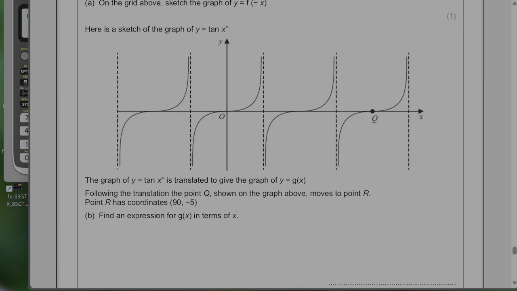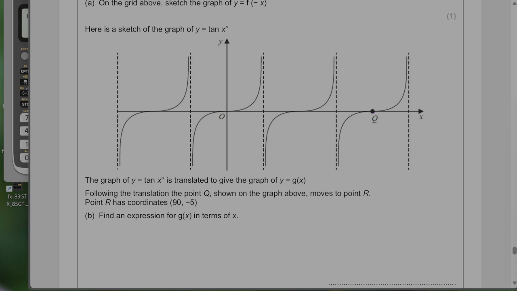Right, here is the graph of y is equal to tan x. The graph of tan x is translated to give the graph of g of x. Following the translation, the point Q, shown on the graph above, moves to the point R. Point R has a coordinate of 90, minus 5. Find an expression for g of x in terms of x.